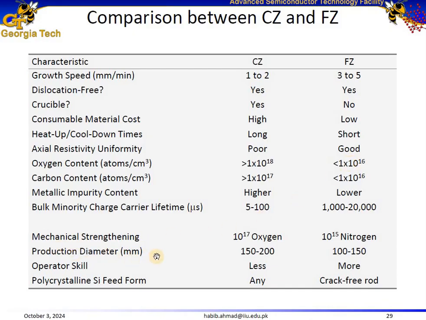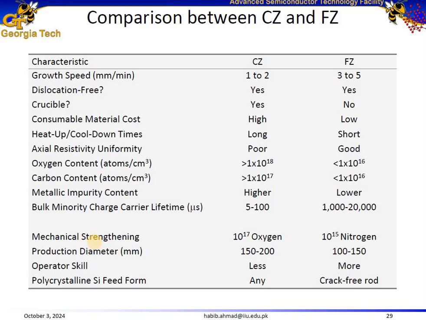Talking about the production diameters, this is a relatively older reference, but using the Czochralski growth method, we can grow larger diameters up to 300 millimeters, and using the float zone technique, we can have smaller diameters in the range of 100 to 200 millimeters. The Czochralski growth method introduces more impurities like oxygen and carbon and higher dislocations. The float zone technique has higher purity and lower dislocation density.